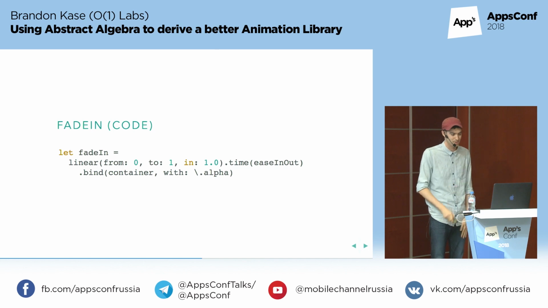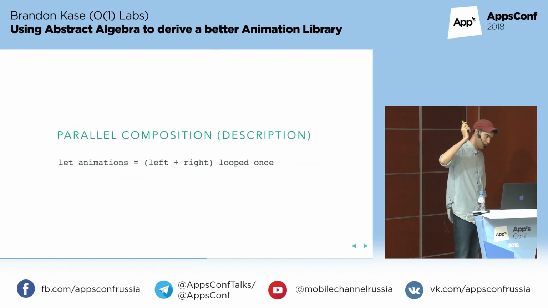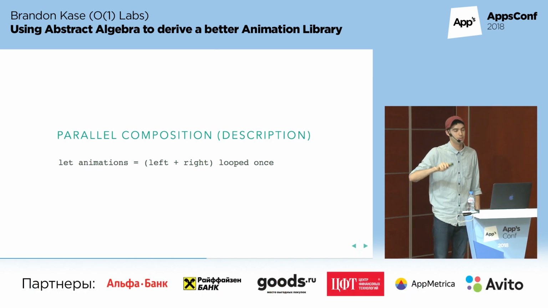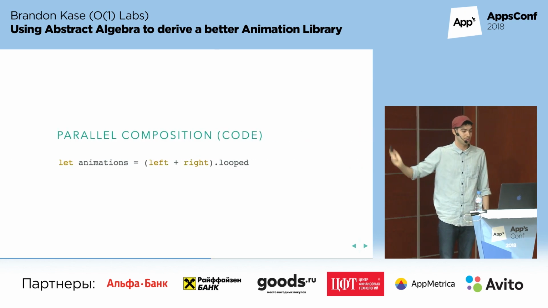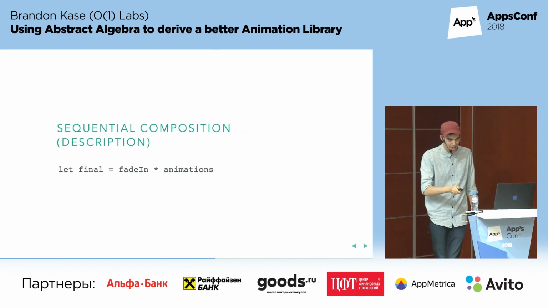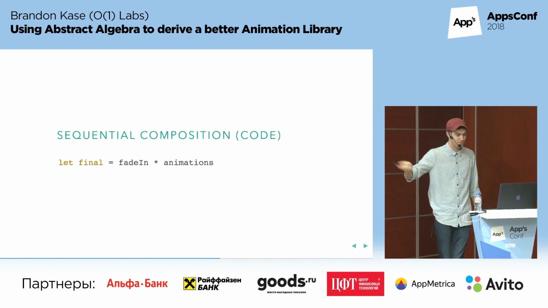And then we can bind the values to the container parent, its alpha property, and that will make it change opacity over time. So how do we compose? How do we say, I have a left animation and a right animation. I want to run them at the same time and loop it once. Well, we can say left plus right dot looped. That's nice. What about I want to fade in and then do a bunch of stuff? Well, I fade in and then do the stuff.